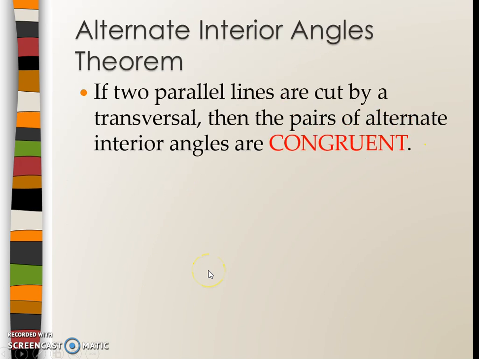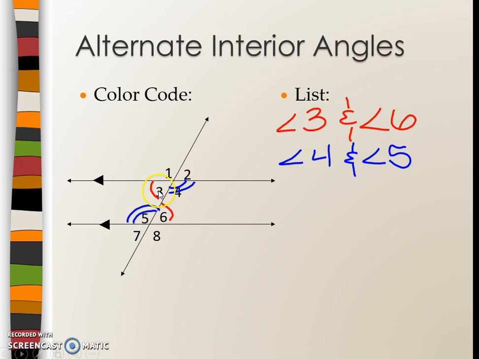Alternate interior angles theorem. If two parallel lines are cut by a transversal, then the pairs of alternate interior angles are congruent. So if you look at these 3 and 6 in red, those are congruent. 4 and 5 in blue, those are congruent. So it only works if these two lines are parallel to each other.